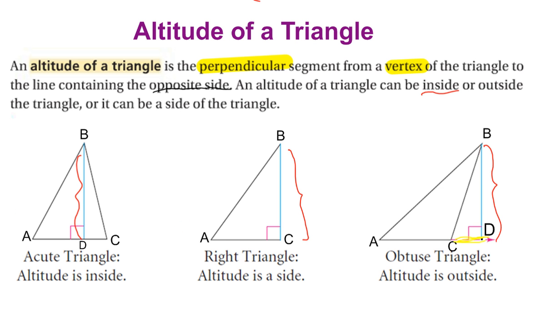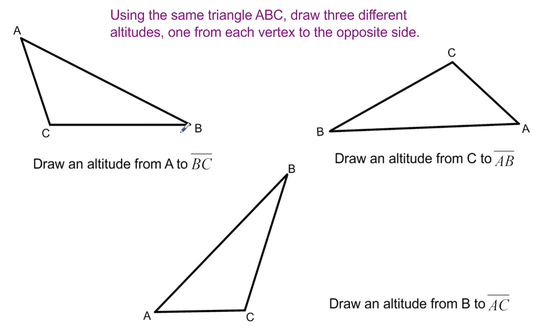Okay, so let's just talk about altitudes for a moment. So I have three vertices, right? Every triangle has three vertices because every triangle has three sides, and the vertex is where the two sides meet. So there are three vertices, which means I should be able to draw three altitudes, and that's exactly correct. Let's take three different types of triangles. Actually, it's the same triangle, the triangle ABC. What I'd like to do is use the same triangle ABC to draw three different altitudes, one from each vertex to the opposite side.